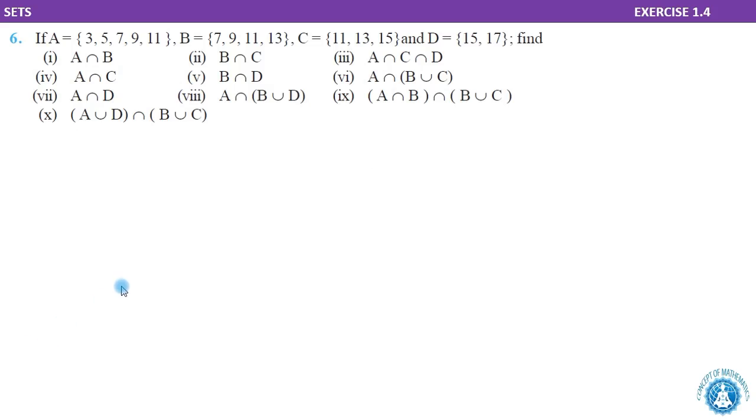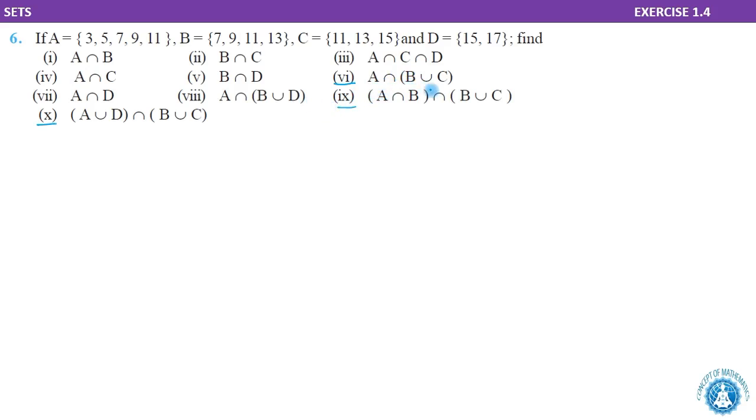Now question number 6. Sets A, B, C, D are given. We have to find the intersection of this one. We will not do all the questions, we will do only a few of them, the ones which are a little bit difficult for students. This one, and this one. Only 3 we will do. The rest, I hope you can do it. Okay.